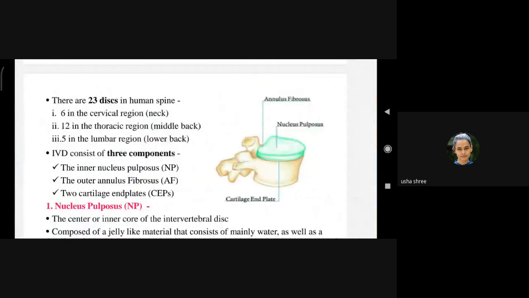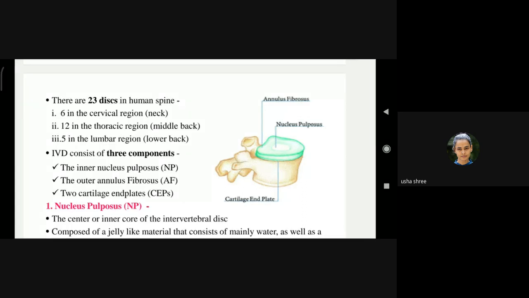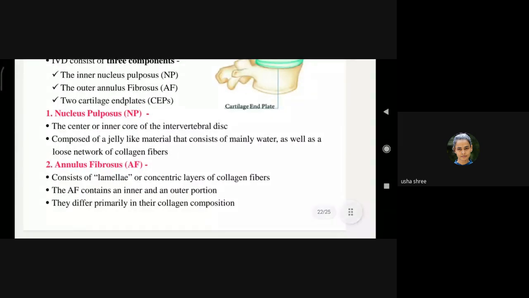So these two cartilage end plates are supporting this intervertebral disc. So this intervertebral disc consists of these three components: the nucleus pulposus, annulus fibrosus, and cartilage end plates. Now we will have some details on this.